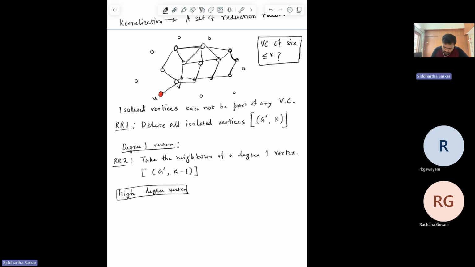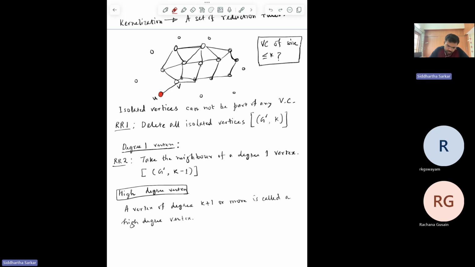So I will say that a vertex of degree k plus 1 or more is called a high degree vertex. Okay. So now look at this vertex. Let us say there is a vertex. Now let's look at this figure only. In this figure, let's say there's one more edge like this. I'm looking at this vertex, the red vertex.